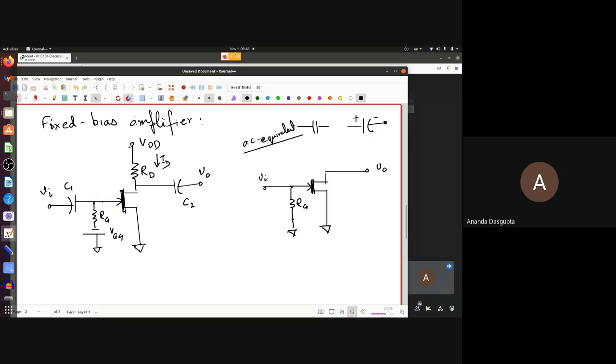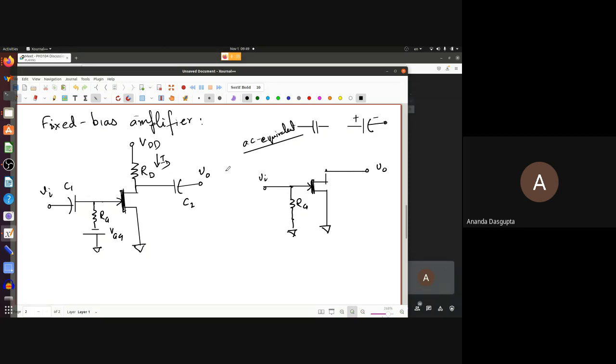Now what happens to the RD? RD is joined between this point and VDD. But VDD has to be replaced by its internal impedance, which is 0, because there again, assuming an ideal source. So what will happen to RD? Where is RD connected? Between this point here, which is anywhere on this line, right?